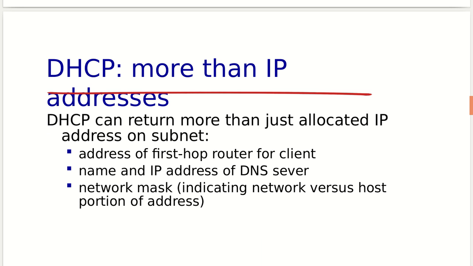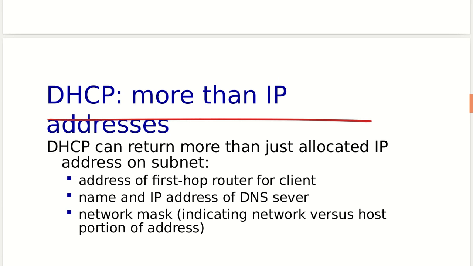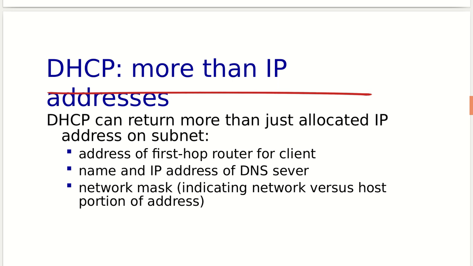Moving on with DHCP, it is more than IP addresses. DHCP can return more than just the allocated IP address on the subnet. So in addition to the IP address, it also gives some additional information to the client so that it can communicate outside the network as well.